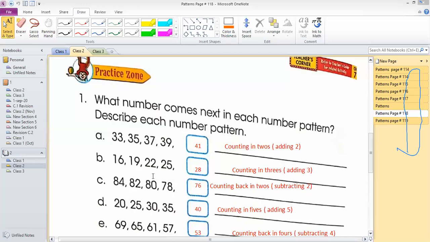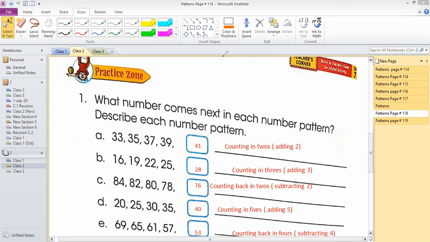The C is 84, 82, 80, 78. We identified this pattern also, that from 84 to 82, we are not adding something. Why? Because 84 is a bigger number and 82 is a smaller. 82 is less than 84. That means we are not adding. We are counting back or we are subtracting.